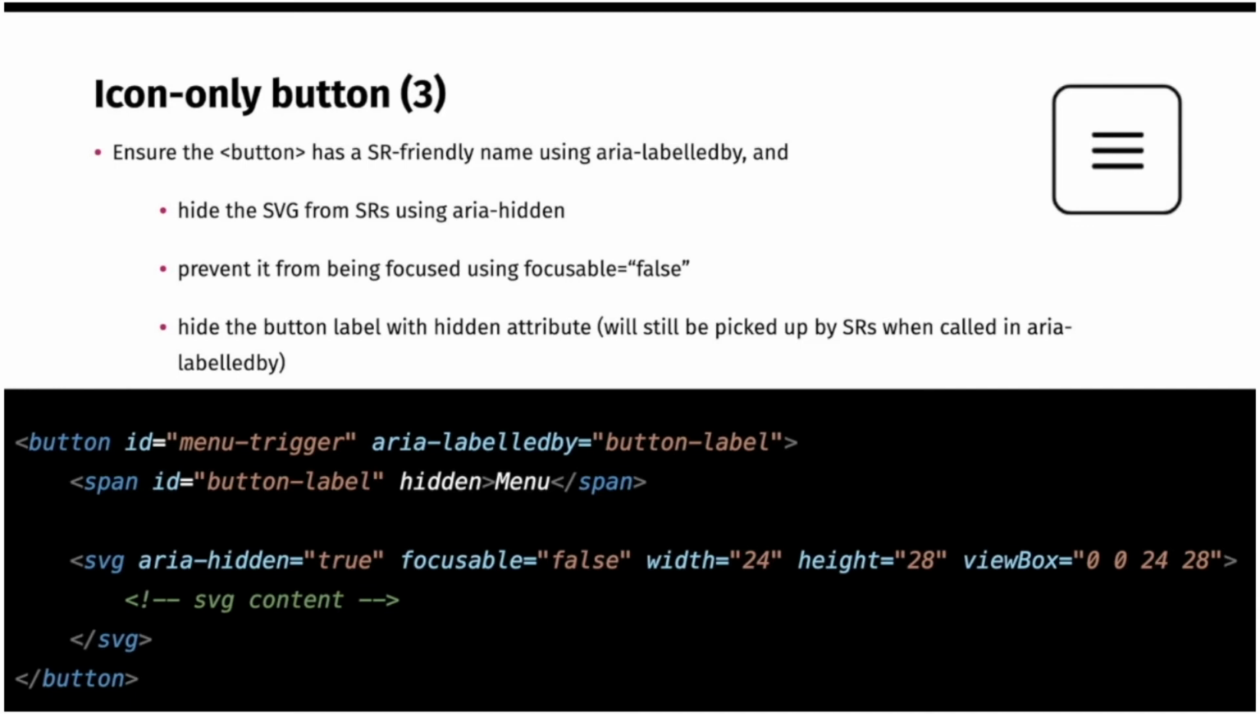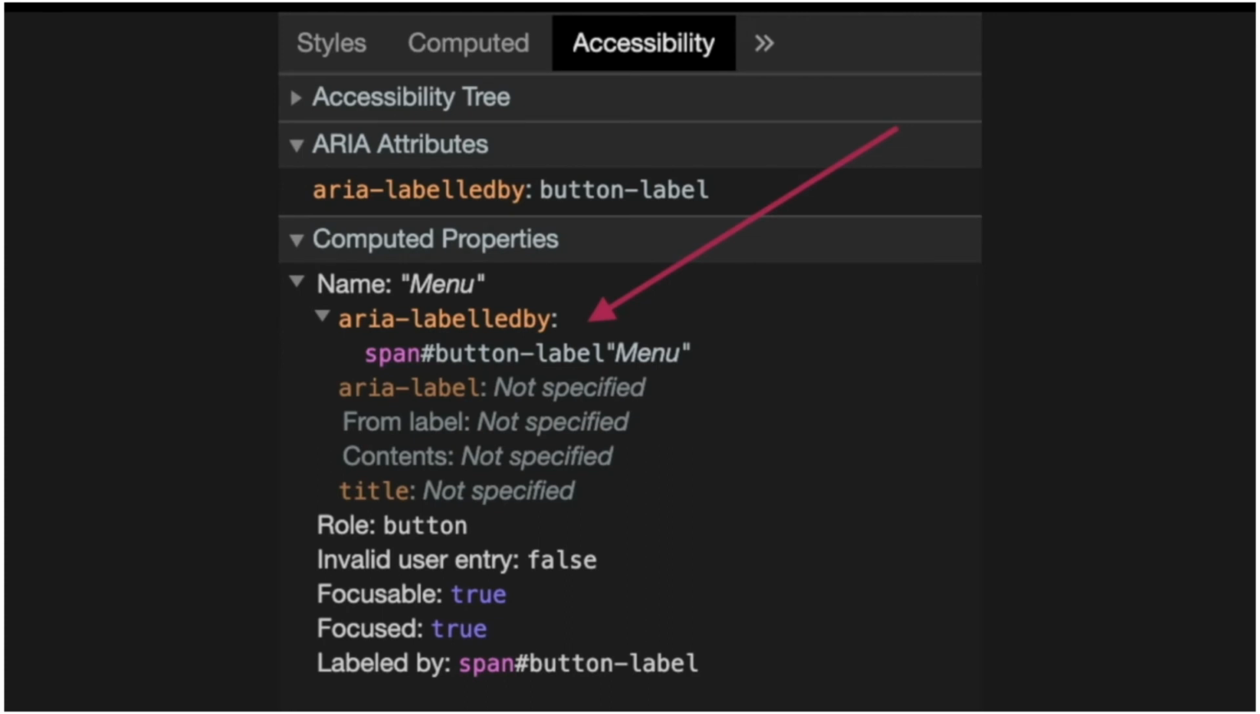Now, some of you may be wondering, how is this technique accessible if the hidden attribute removes the element from the accessibility tree? Isn't it supposed to make it inaccessible? And that's a very good question. The answer is simple. Even though the hidden attribute hides an element from screen readers, we can still expose it to them by referencing it inside of ARIA labeled by. Once again, if we inspect this button in the DevTools, we can see that it's exposed as a button with the accessible name derived from the element that ARIA labeled by is pointing to.